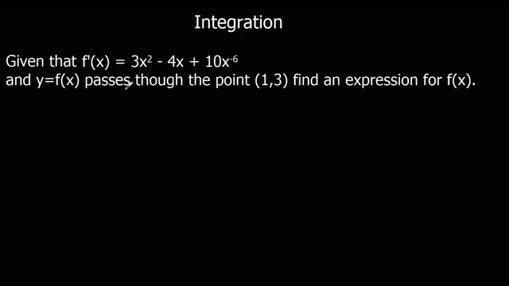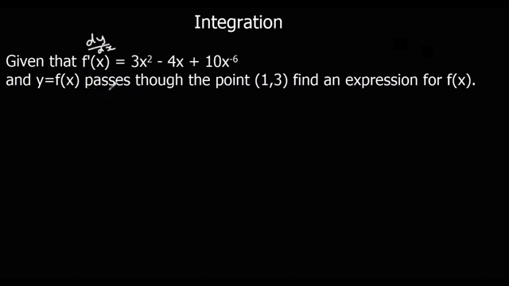Okay, so we've got another question here. We've got different notation though. f dash of x just means dy/dx, so it means the same thing. This is the differentiated function, this is dy/dx, and we need to find f of x, which is the same as y. So we're going to integrate it, and then we're going to use the coordinates to find out what c is. So it's the same as before. You can pause the video if you want to give it a go, or just watch me carry on.